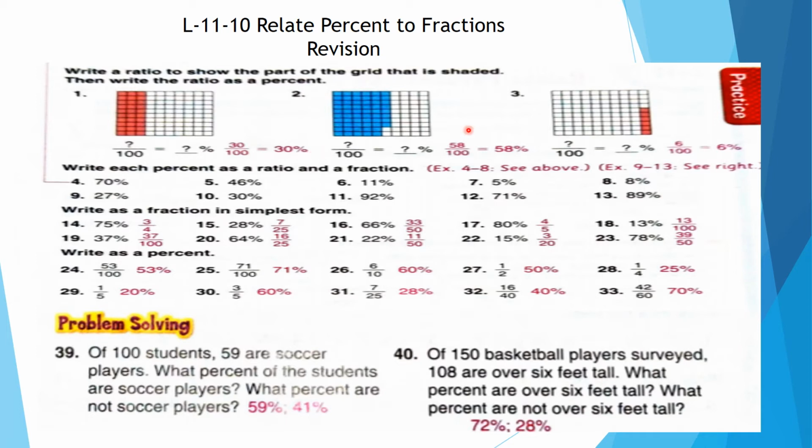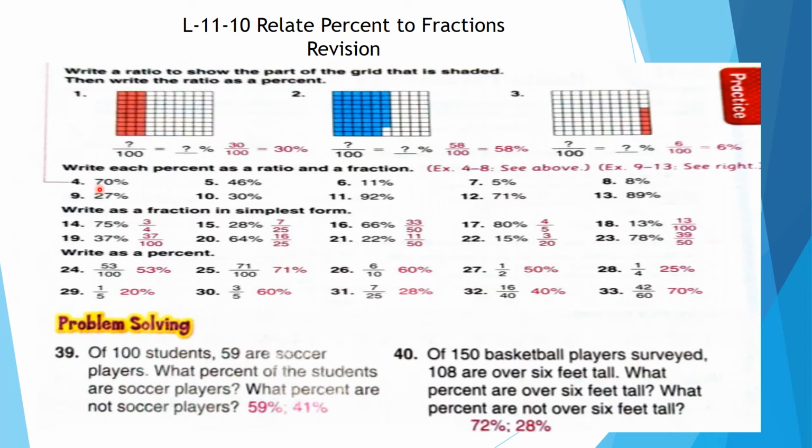In the same way here, for example, in this one there are 58 blocks, because 1, 2, 3, 4, 5, 50 and 8 blocks are there. 58 by 100, 58. In the same way here, how many blocks are colored? 6. That means 6 by 100. 6 by 100, out of 100, that means 6%.